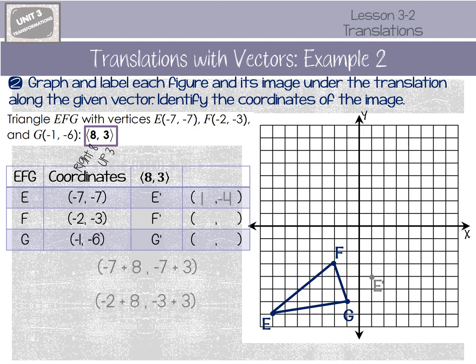Add 8 to each x, add 3 to each y. There's our vector. That's at the point 6, 0. Add 8 to each x, add 3 to each y. And there's our point G prime at 7, negative 3. And there is the image after that translation using component form 8, 3.